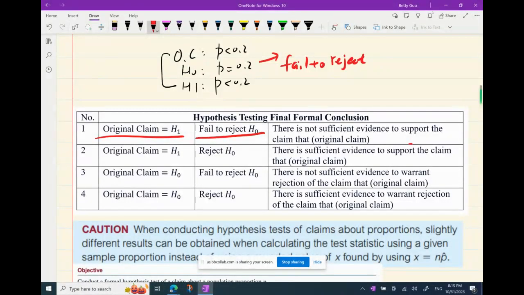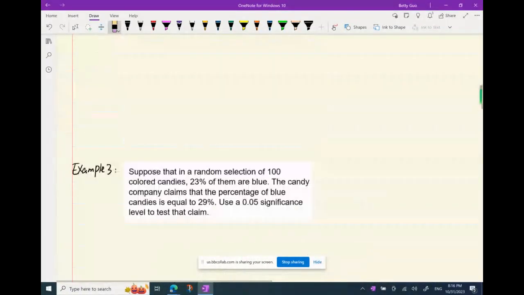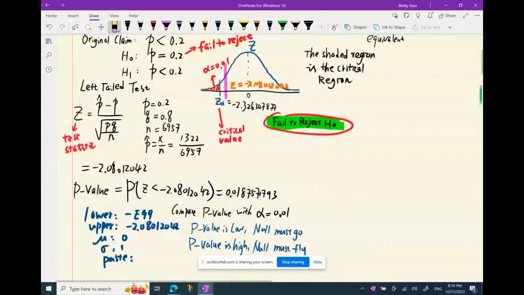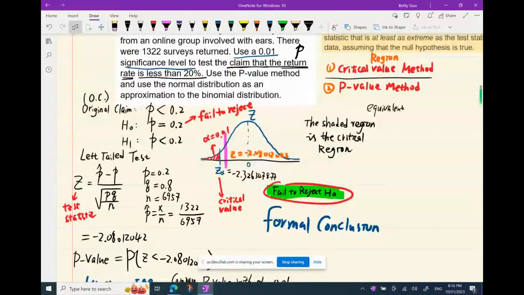I actually would recommend you ask me to include this table; you probably need it for the test. All right, guys, any questions so far? We have to make the formal conclusion. For the formal conclusion about the original claim, we refer to the table. I would like you to try to make the conclusion yourself and then compare to the table.